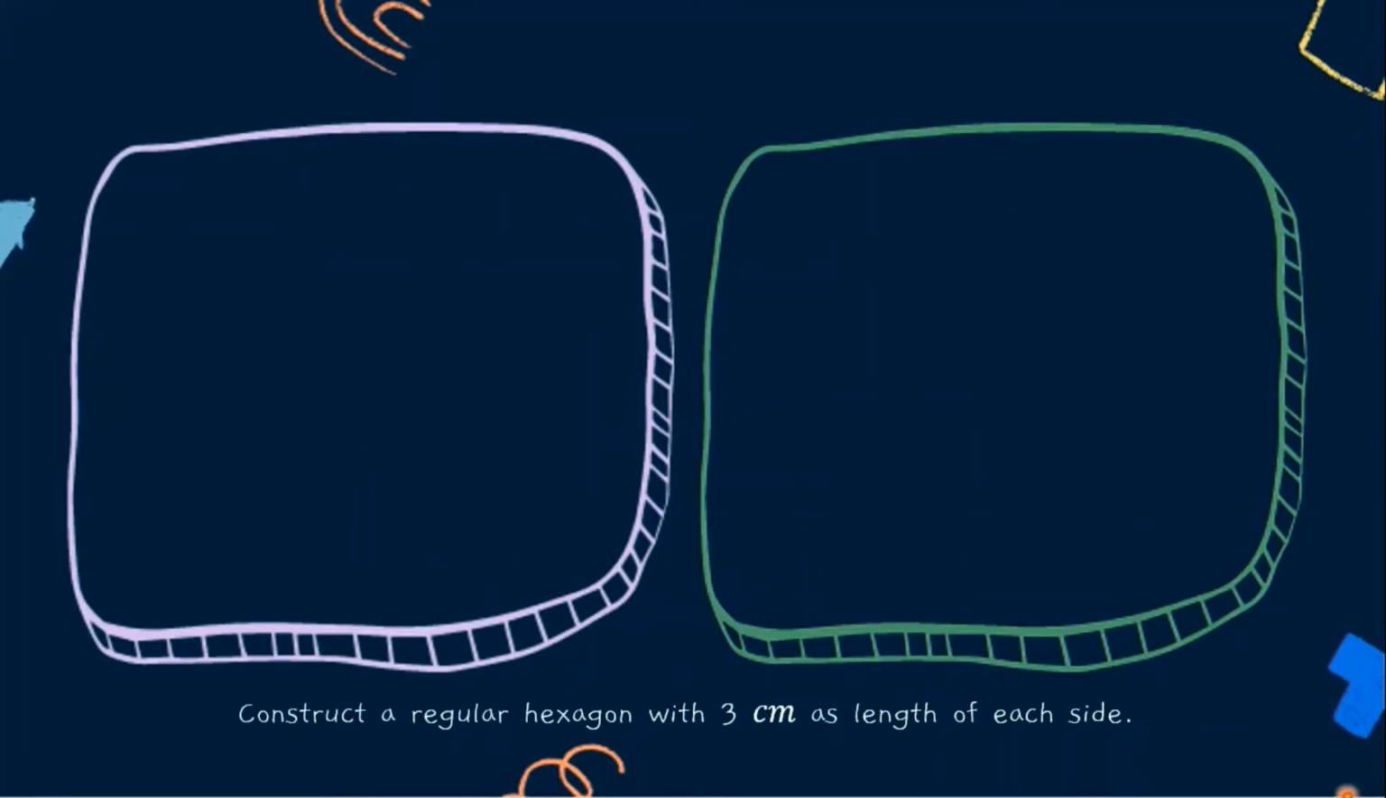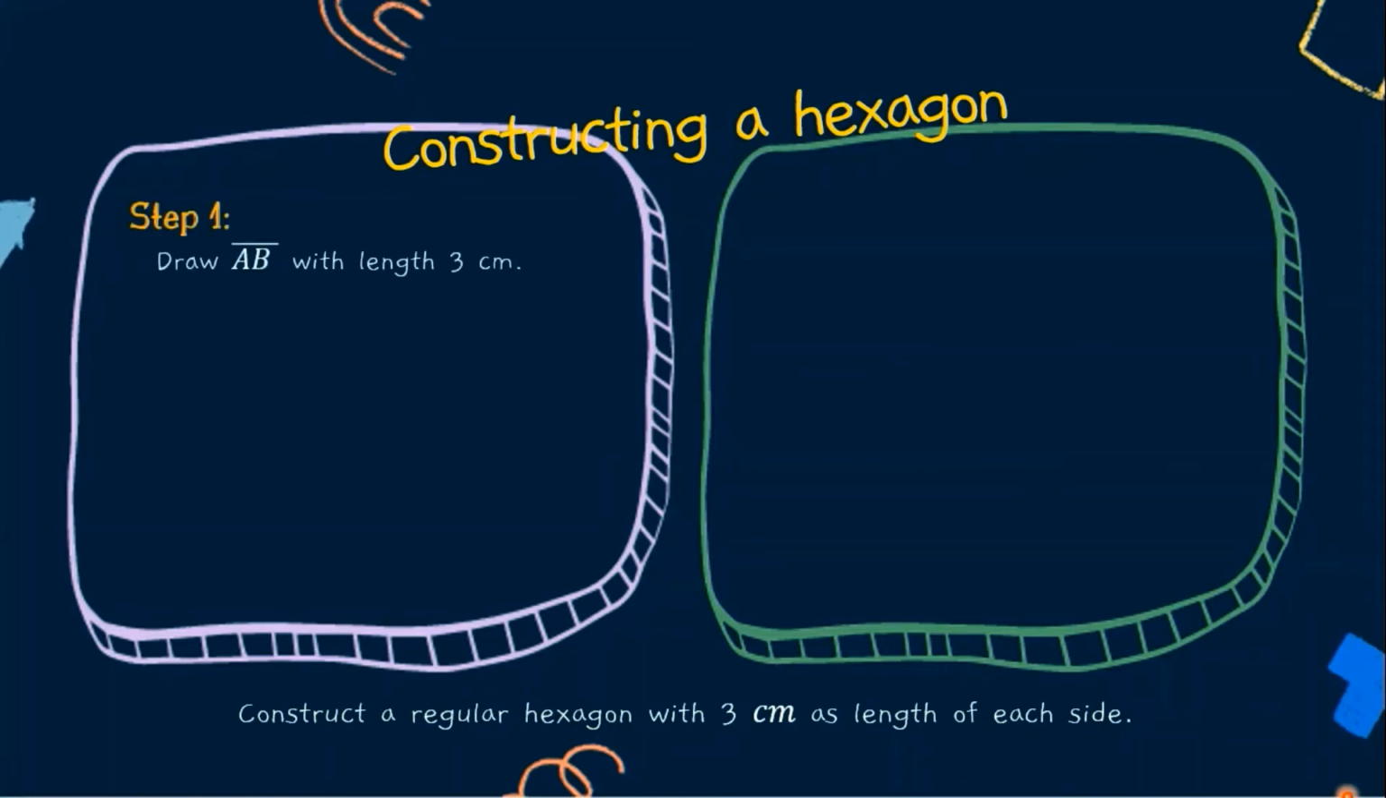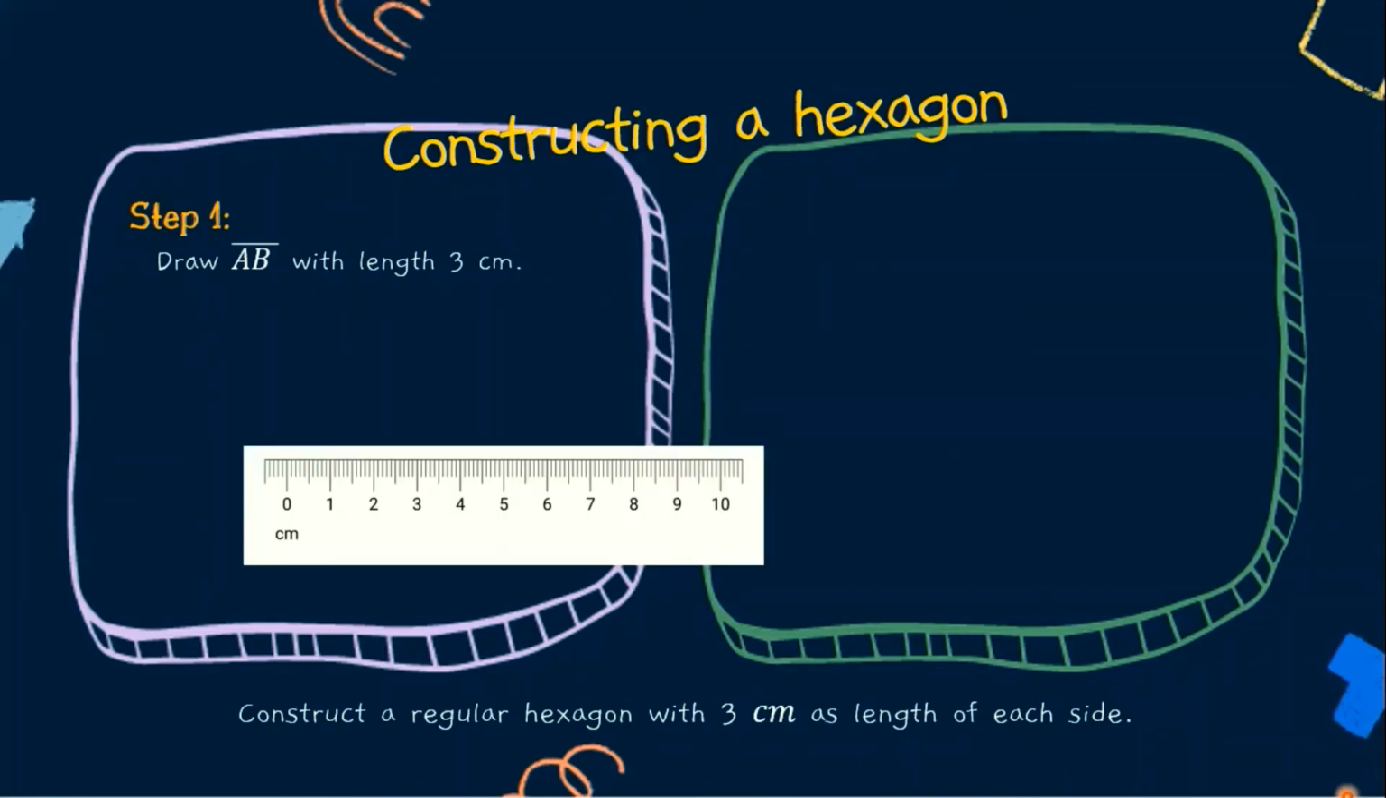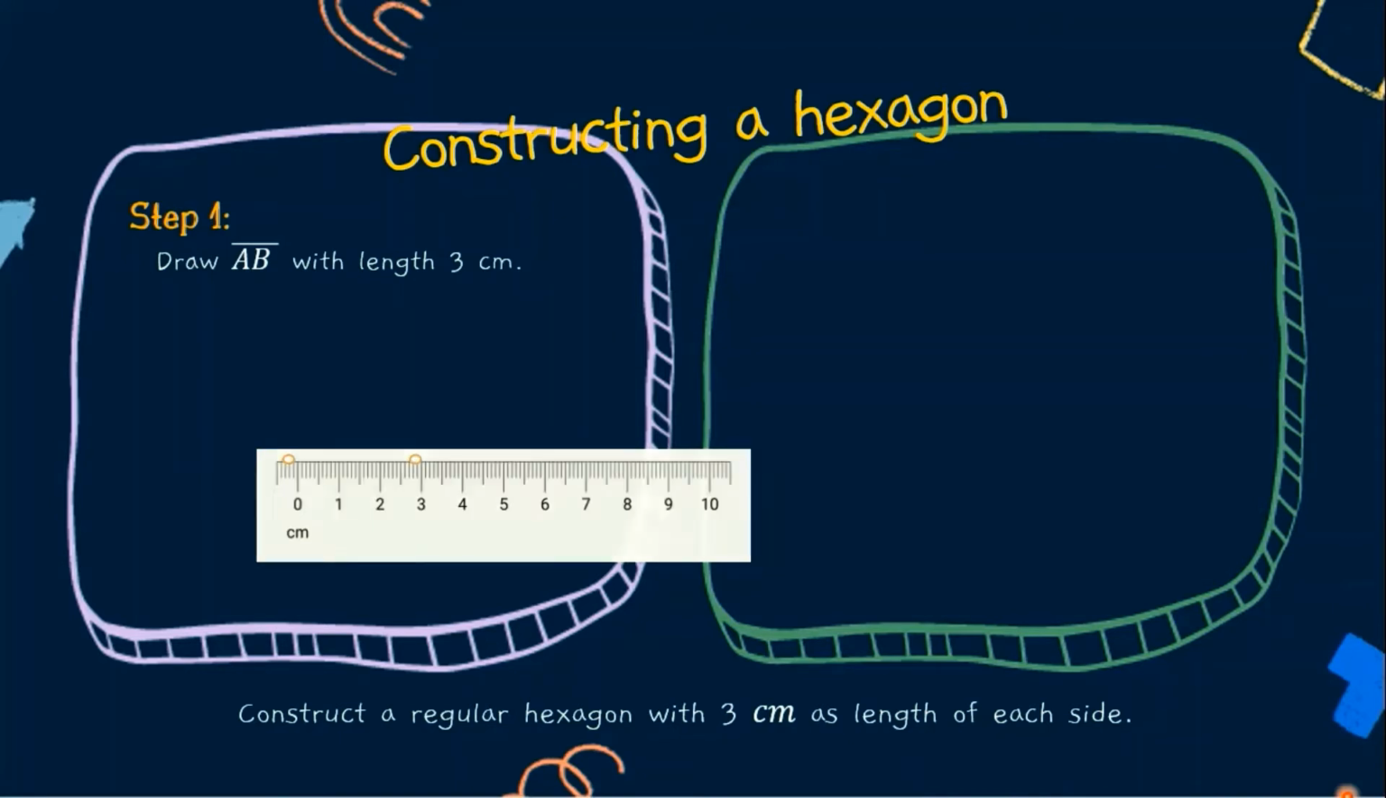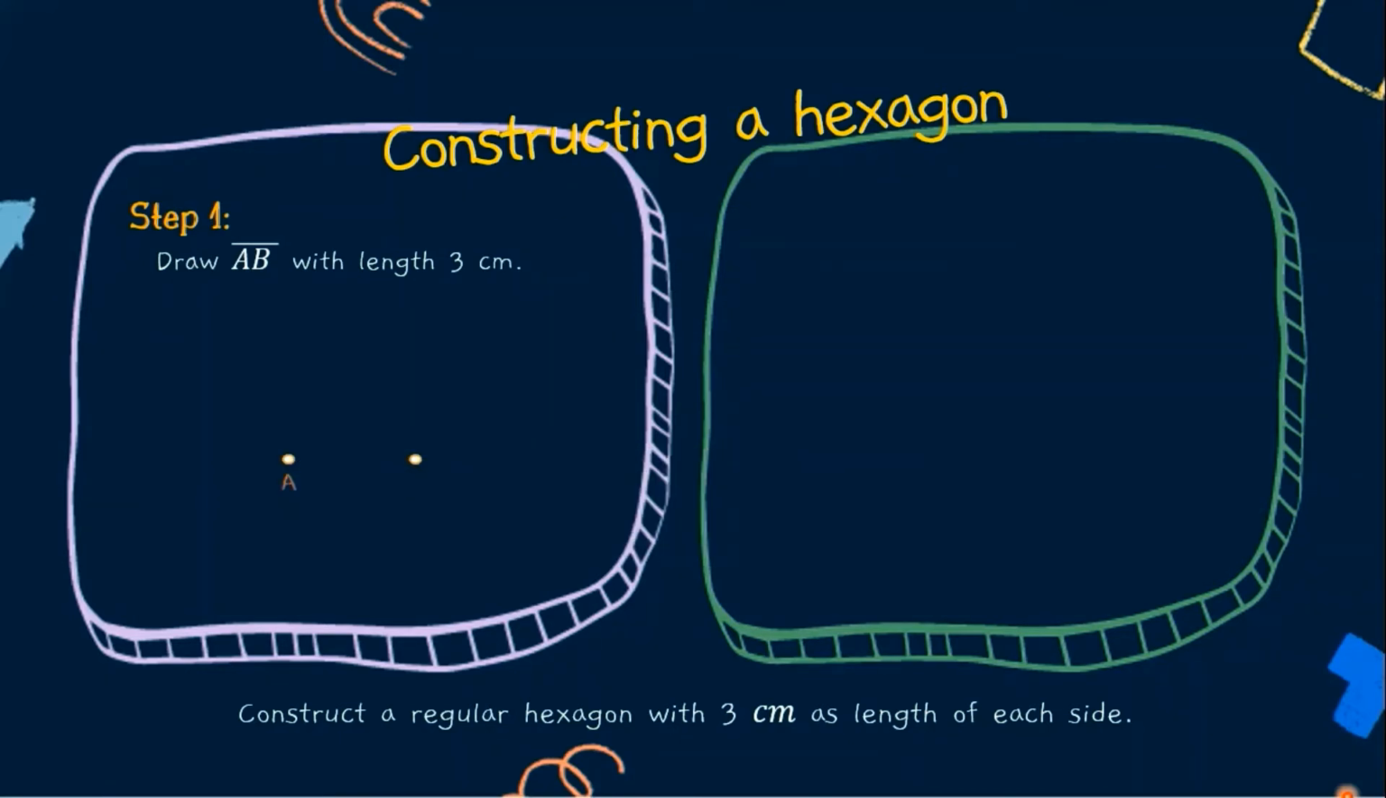After a pentagon, let's now construct a hexagon. Construct a regular hexagon with 3 cm as length of each side. Step 1, draw a line segment AB with length 3 cm. Kuha tayo ng ruler, maglagay tayo ng point sa 0 at isa pa sa 3. Una nating point, label it as point A, and then the second one, label it as point B, and then connect them together. Ito na yung ating line segment AB na ang sukat ay 3 cm.